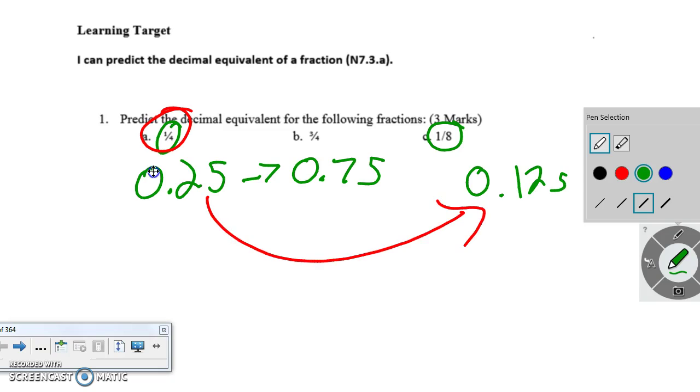So you're predicting, your numbers can be a little bit off. Take a look at what you came up with. If you're close, give yourself a mark out of 3.